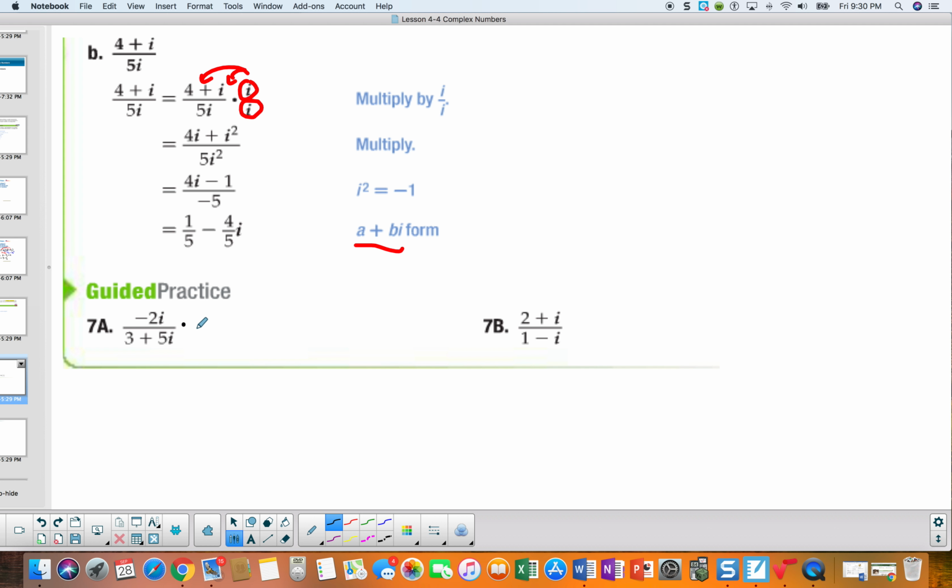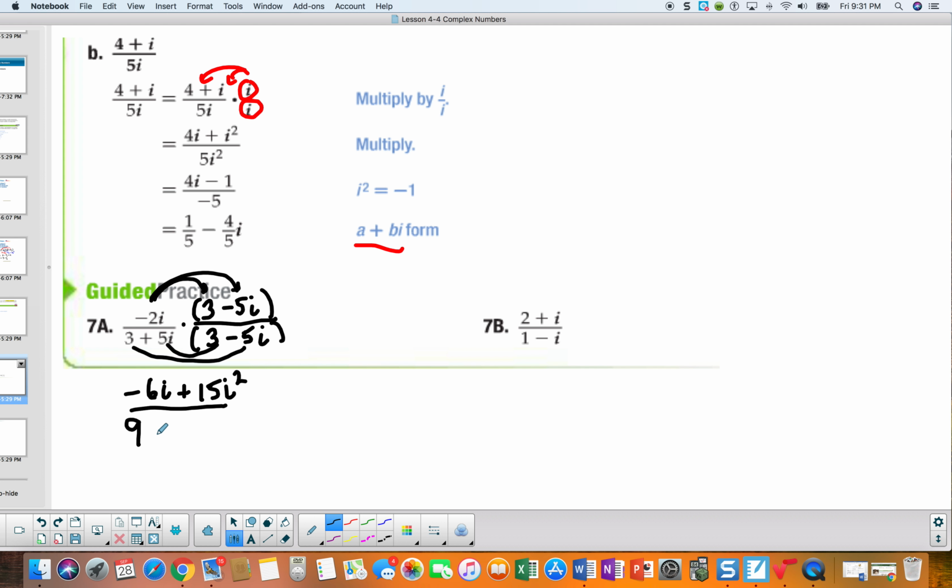I'm going to multiply by the conjugate, which is 3 minus 5i. Whatever I do to the denominator, I must do to the numerator. 3 minus 5i. All right, I'm going to distribute. So in my numerator, I'm going to have -6i. When I distribute here, I'm going to have positive 15i squared. Down here, the first terms are going to be 9. The outer will be negative 15i. The inner will be positive 15i, which is going to go to 0. So I just have to do the last, which is negative 25i squared.